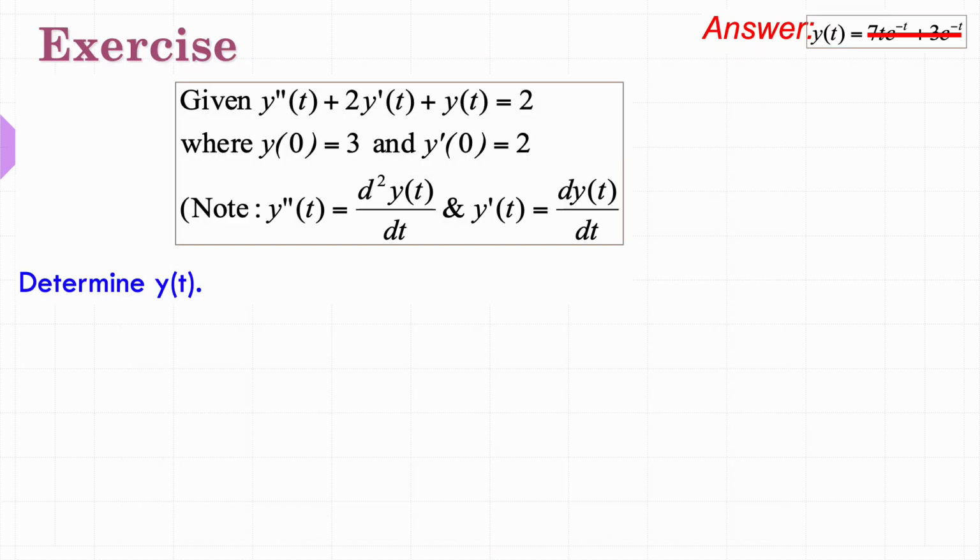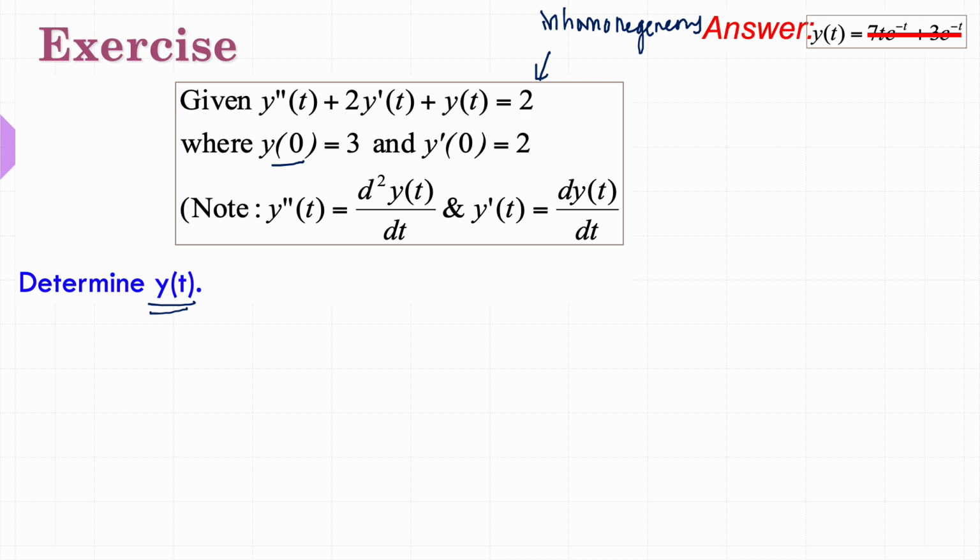Alright, now let's look at another example. In the previous example, it was homogeneous since it equals 0, but in this example it is not equal to 0, therefore it is inhomogeneous. Given y''(t) + 2y'(t) + y(t) = 2, where y(0) = 3 and y'(0) = 2. We need to determine the value of y(t).